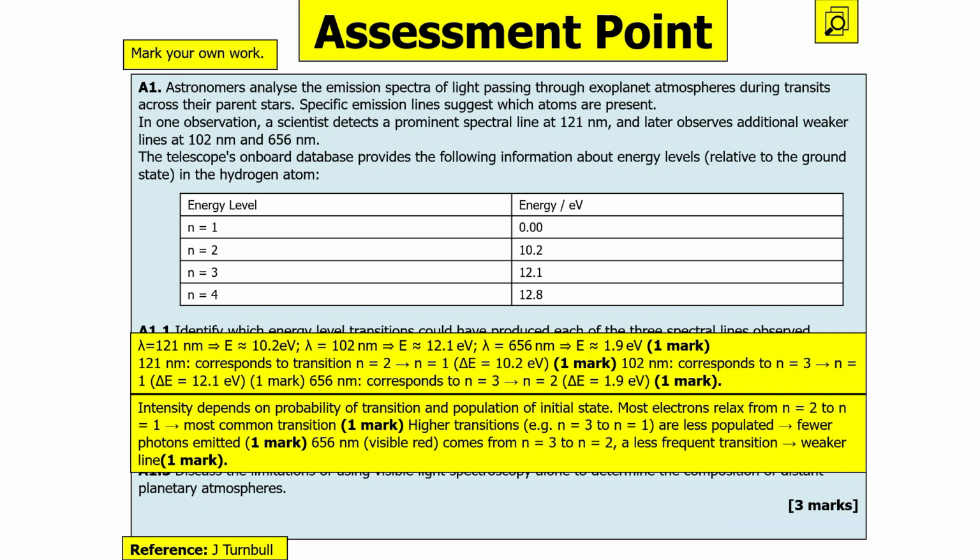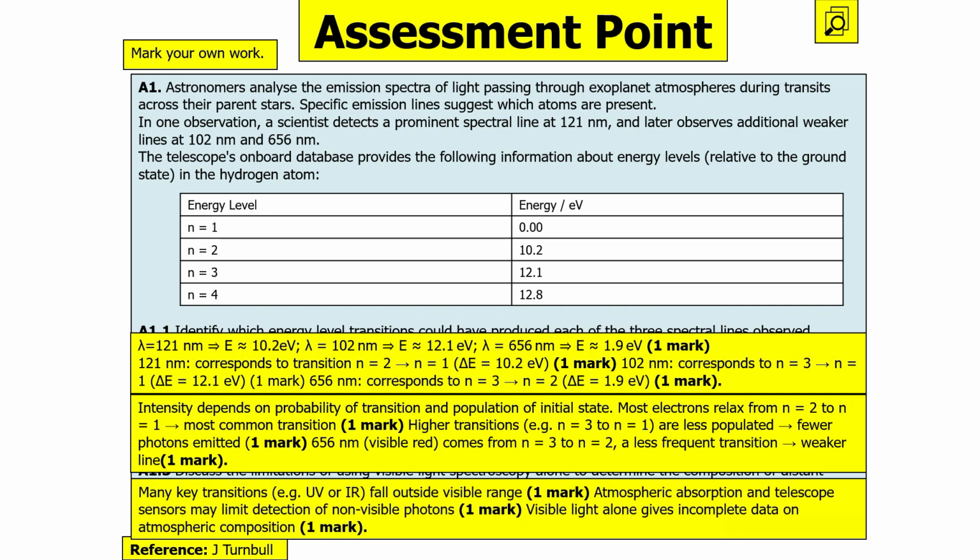Now most electrons will relax from N2 to N1, which will be the most common transition. Higher transitions like 3 to 1 are less populated, so there are fewer photons emitted. Now 656 comes from 3 to 2, a less frequent transition leading to weaker lines.